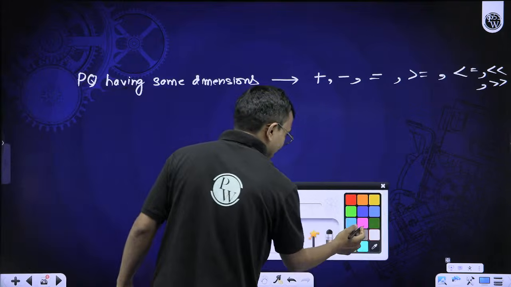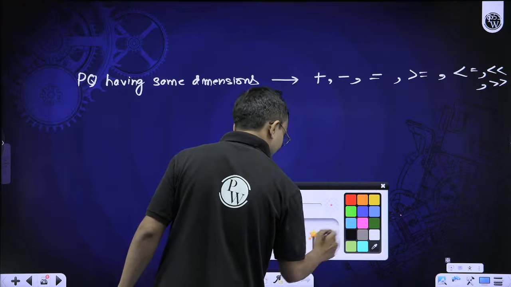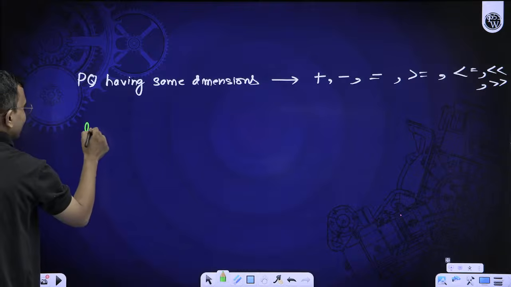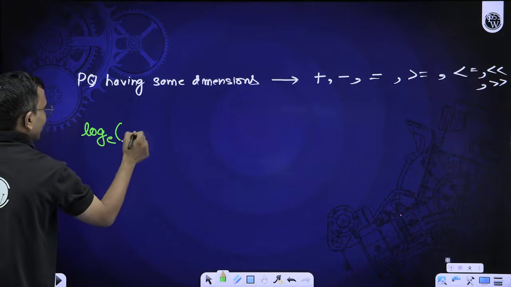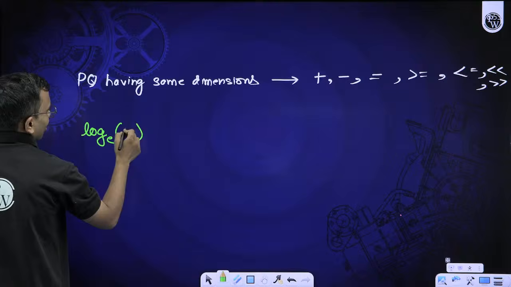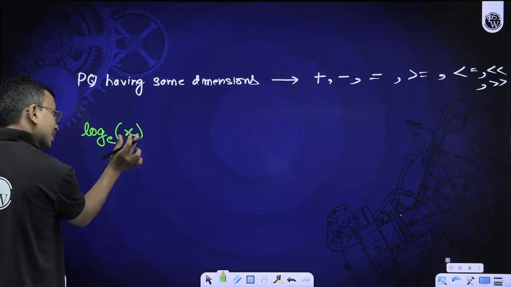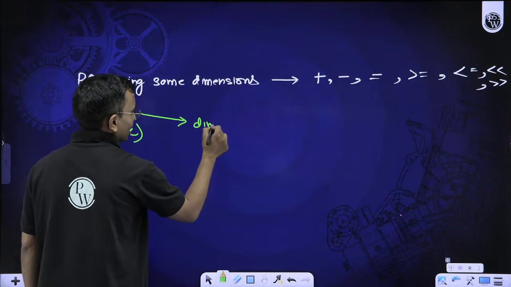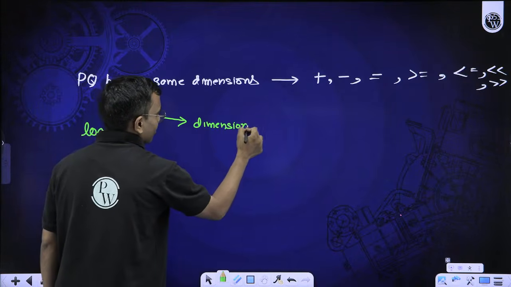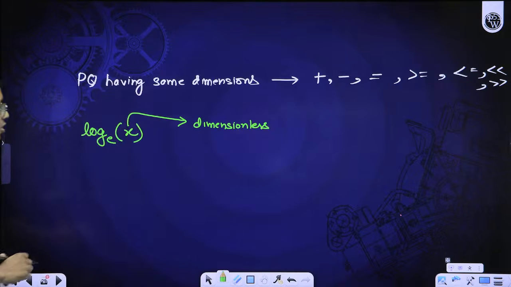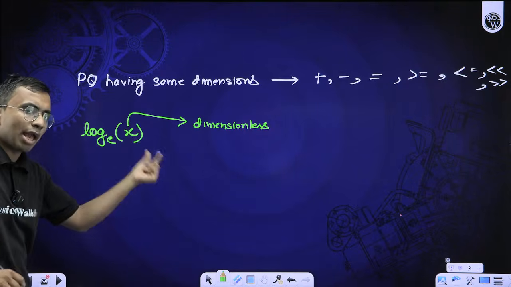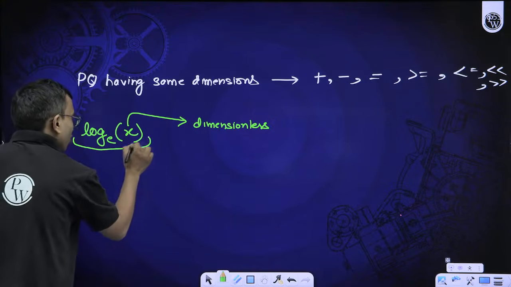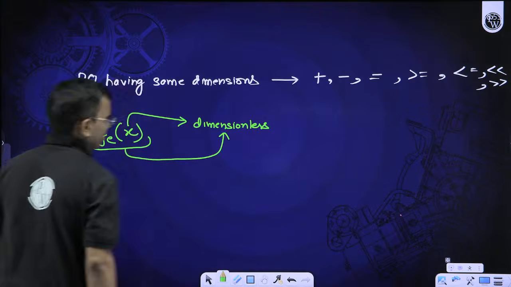And a few more things you have to remember: anything that is inside a log function, let us take maybe x, here x is dimensionless. Dimensionless means the dimensions of x will be M0, L0, T0, like that we will say. Similarly, this whole function of log is also dimensionless.